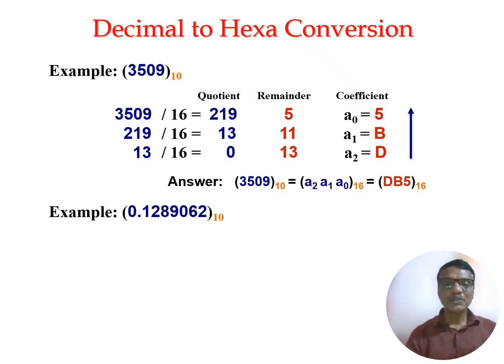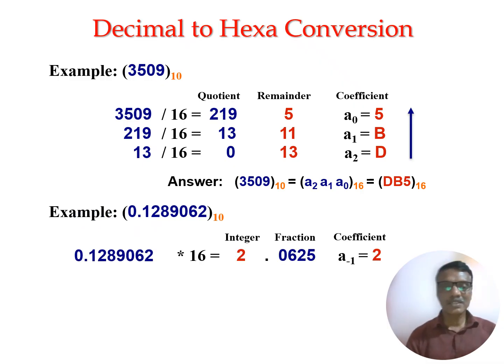Okay. Next, the fractional part. As I told, the fractional part uses successive multiplication with the base value. Here the base value is 16. So 0.12890062 into 16 gives 2.0625. Here the integer is taken as a coefficient, and the fractional part is again multiplied with the base value, that is 16.